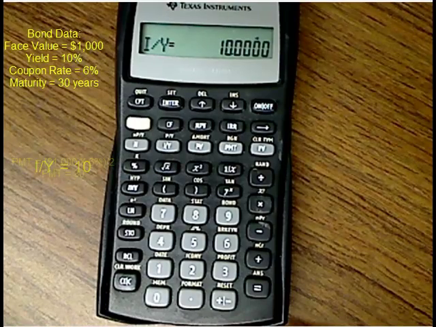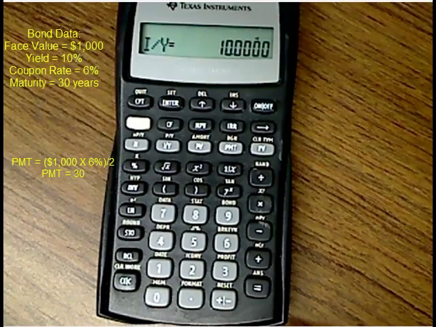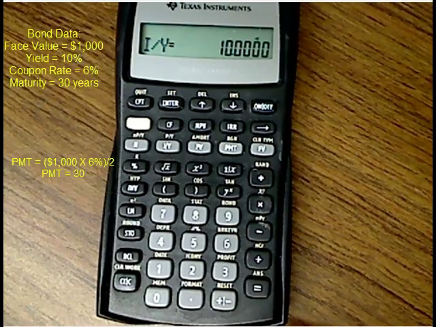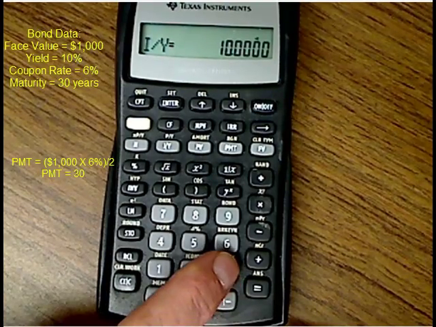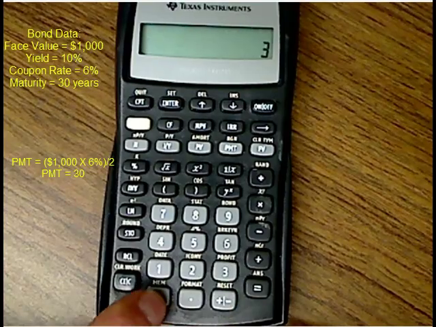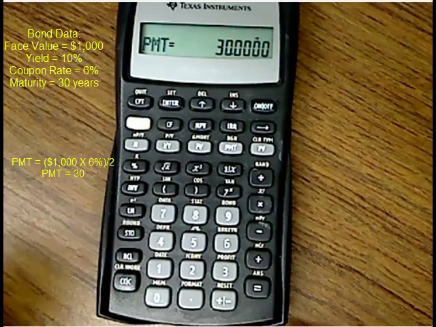Now let's assume that the bond has a coupon rate of 6%. What that means is that 6% of the face value, $1,000, is going to be paid to the bondholders every year. 6% of 1,000 is $60. So the bondholders get a total of $60 each year. But since bonds pay interest twice a year, each interest payment will be 60 divided by 2, or $30. So I'll hit a 30, and then I'll put that into the payment button.